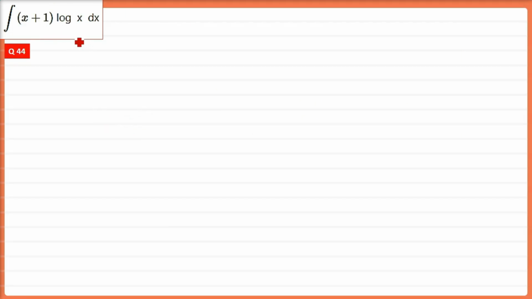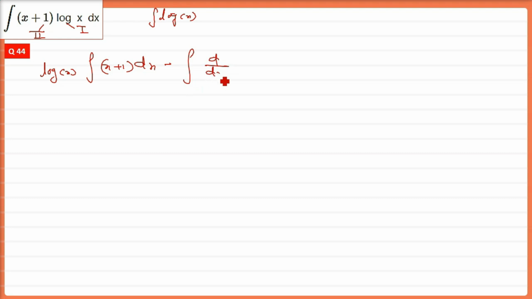Now the main question is how we will decide which will be the first function and which the second function. Integration of log x will be difficult. So in view of that, we decide which one we take as the first function and which as the other. Integration of log x will be a problem for us. That's why we'll take log x as the first function and x plus 1 as the second function. I am applying the formula now. Log x times the integration of (x plus 1) dx, minus the integration of d by dx of log x times the integration of (x plus 1), all in terms of dx.